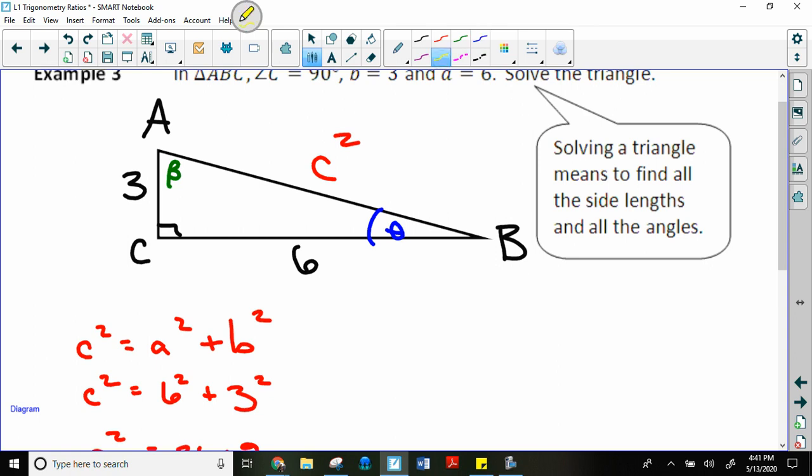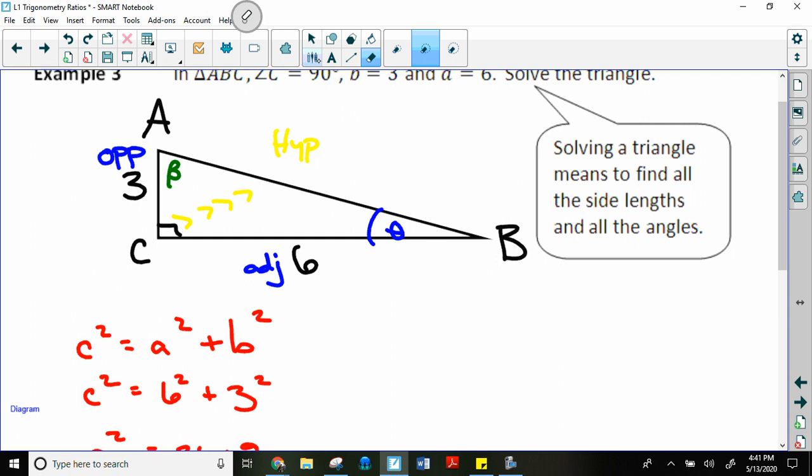So across from 90 is the hypotenuse. Across from the given angle is the opposite. And then the other one is the adjacent. So when I'm solving for theta, I'm going to use blue. We know all of the sides. I know this side, I know this side, and then we found out something really cool and complicated for C squared. It was what?